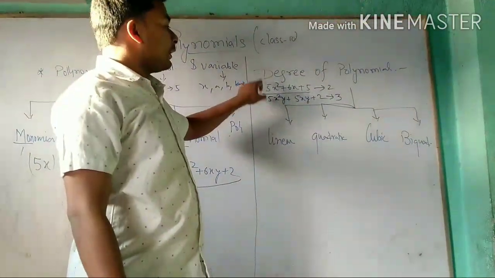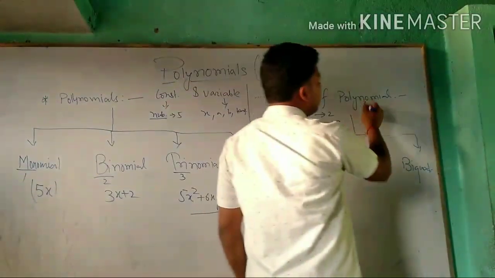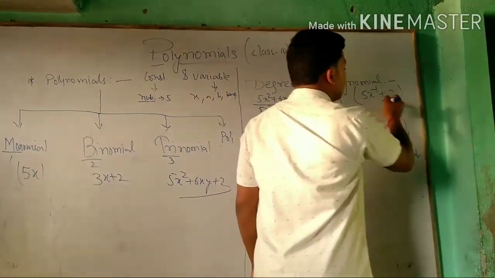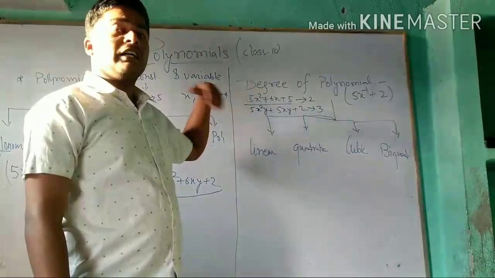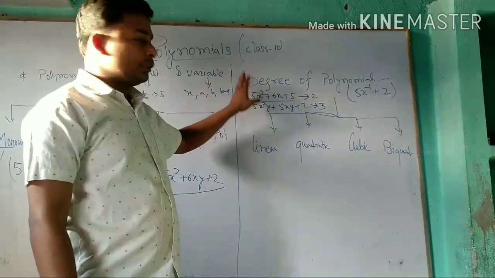Once more, if the degree is in negative form, suppose an expression comes like 5x raised to the power minus 1 plus 2, is this a polynomial? No. Or if it is in root form, like under root x, then also it is not a polynomial.